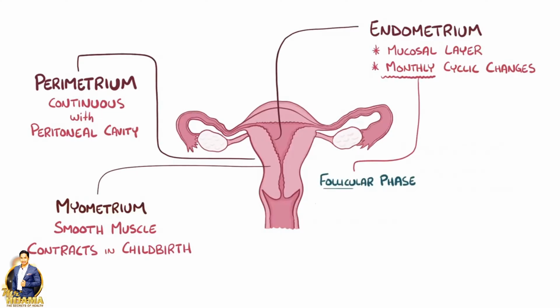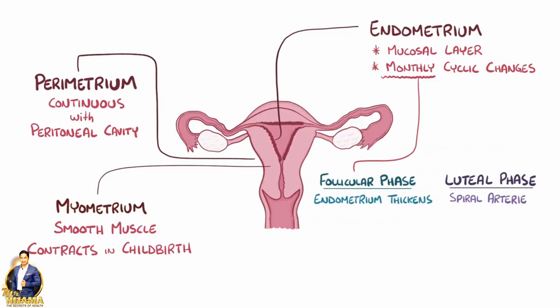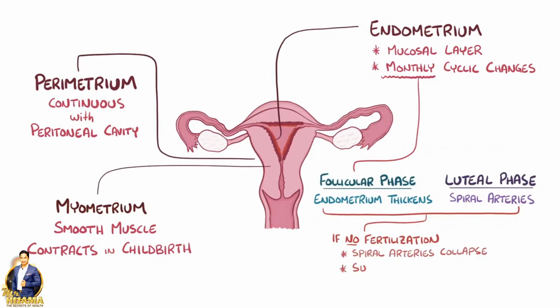During the follicular phase of the menstrual cycle, the endometrium thickens in case fertilization occurs. During the luteal phase, spiral arteries emerge to bring more nutrients to support the thick endometrium. If fertilization doesn't occur, the spiral arteries collapse and the superficial layers of the endometrium die. During menstruation, or menstrual bleeding, the dead tissue is removed or sloughed off of the uterus through the vagina.